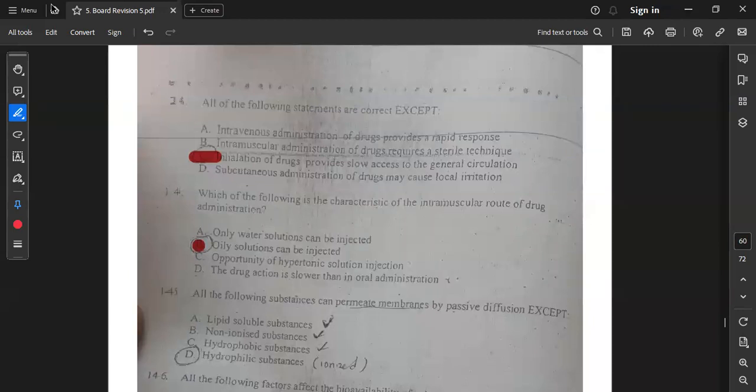All the following substances can permeate membranes by passive diffusion except: lipid-soluble substances, non-ionized substances, hydrophobic substances, and hydrophilic substances. The non-ionized are hydrophobic. So Betty is telling us the answer is D.